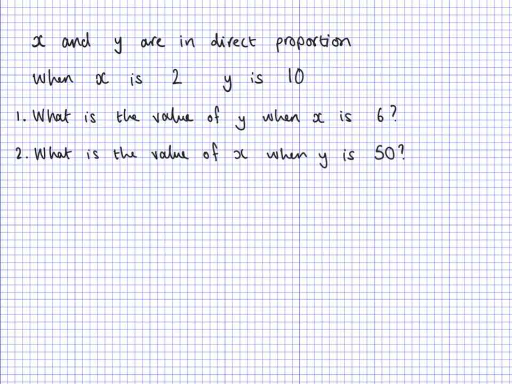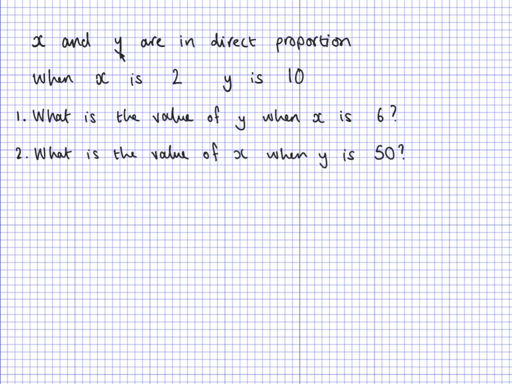So here we're going to talk about direct proportion. In my example, I've said x and y are in direct proportion, and I've been given that when x is 2, y is 10. Now, when two quantities are in direct proportion, what happens is if I increase x by a certain amount, I would increase y by the same amount.